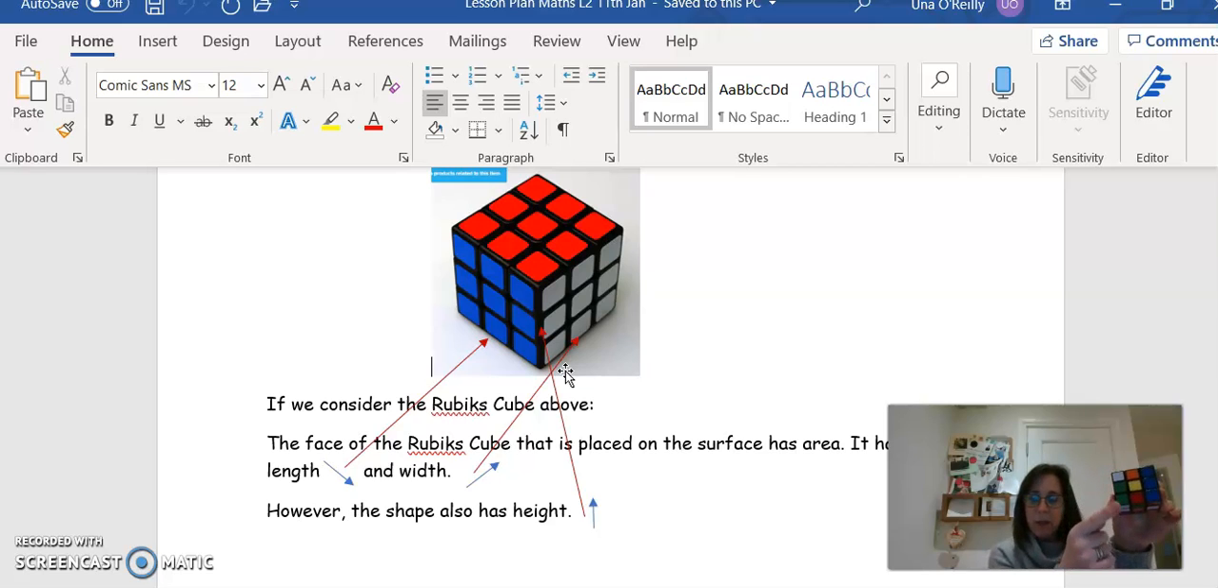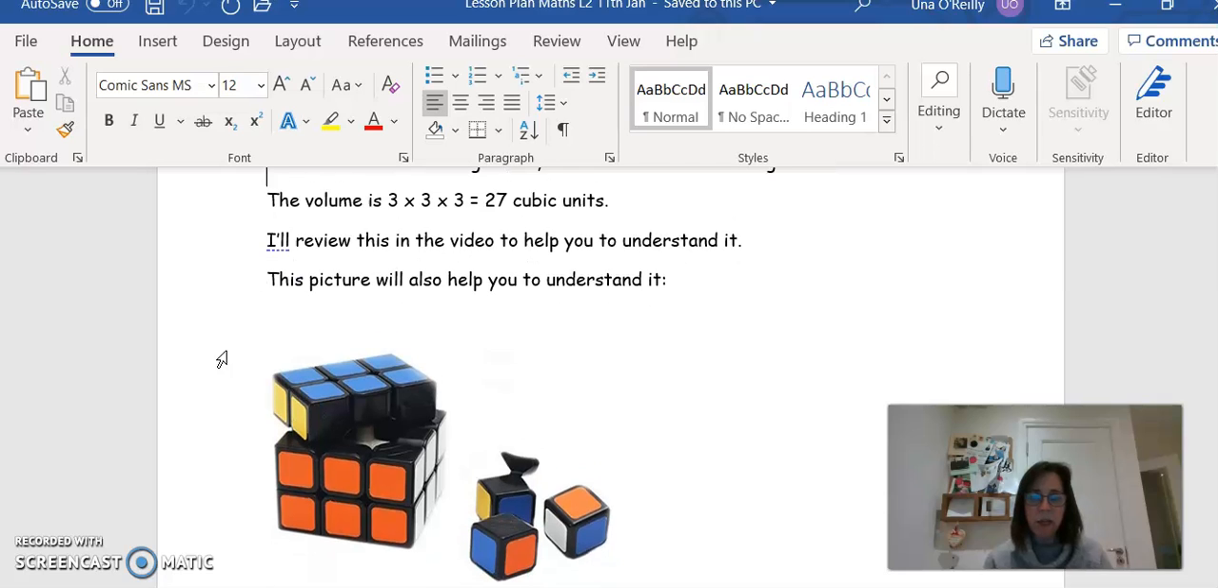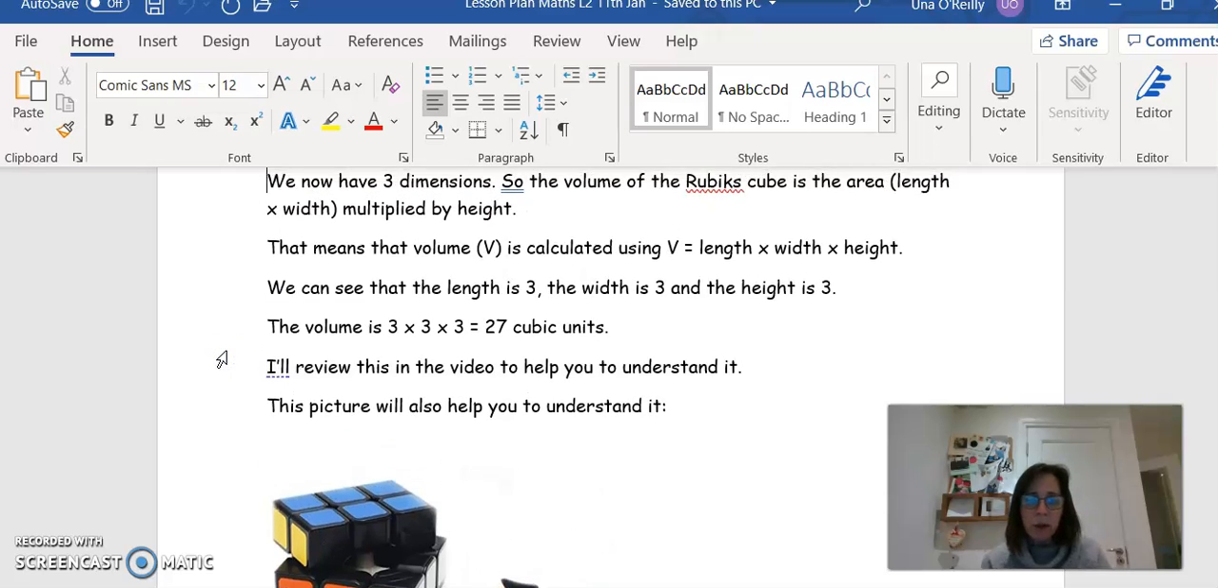However, this shape also has height. You see that? That's what I'm pointing out here on the document. We've got length, width, and height. So that's 3 dimensions. We're into our volume measurement now, not area anymore. So we have 3 dimensions.